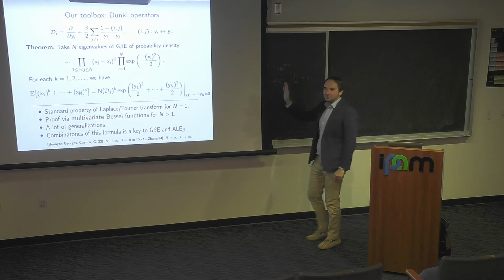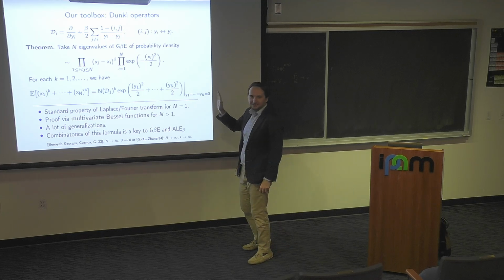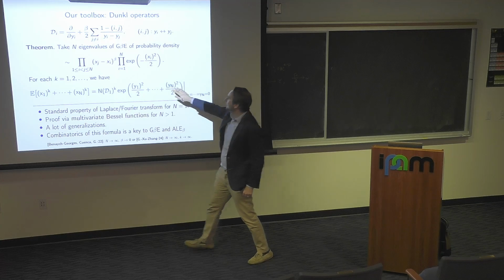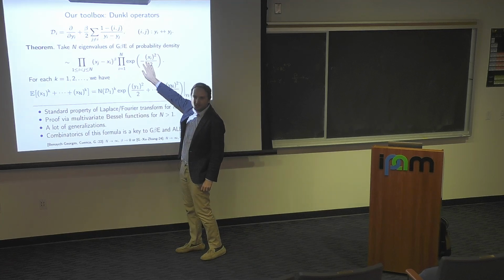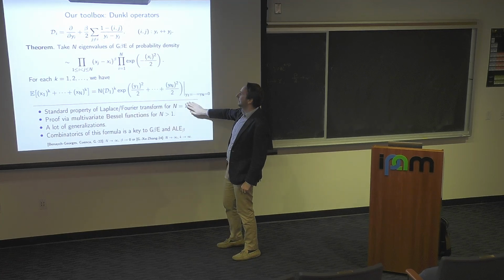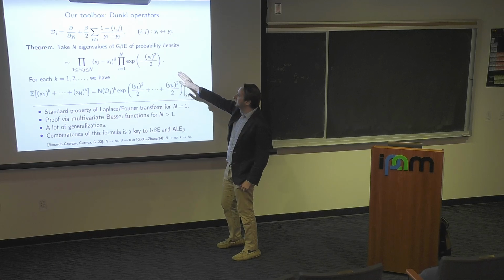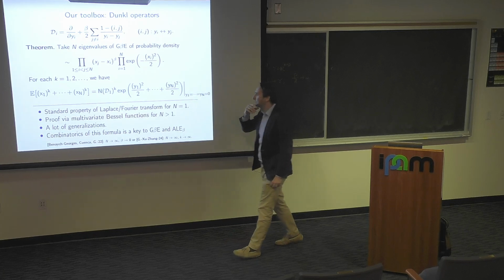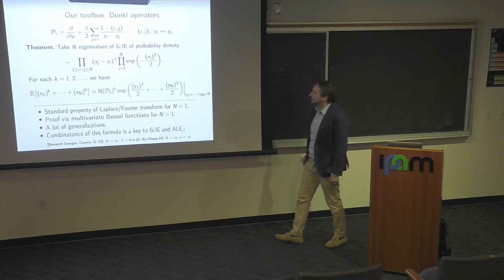Now, if n were equal to 1, then I claim that everybody in this audience would be able to prove that, because you just have a Gaussian distribution, and you're just trying to extract moments of this Gaussian distribution by differentiating its Laplace transform, right? And everybody knows that's how you do it. That's what you learn in probability classes. So it's a kind of standard property.